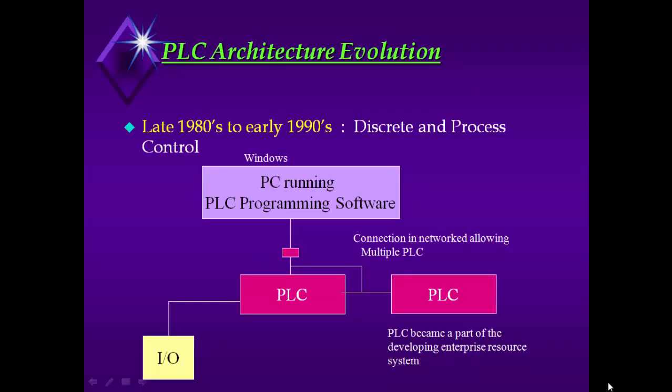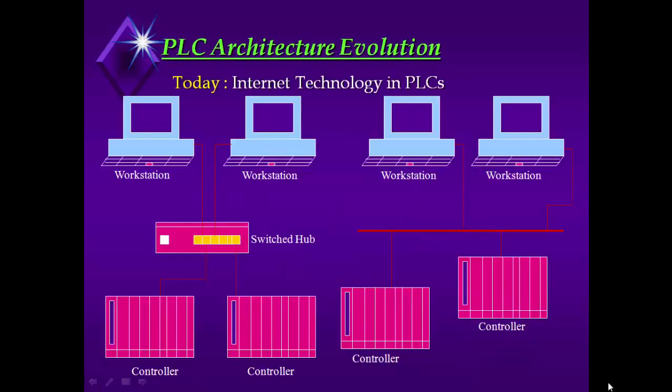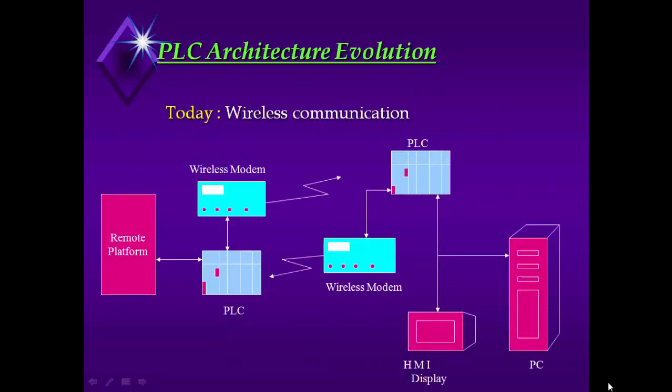Late in the 18th up to early 19th century, discrete and process control continue the same way, but we have an operating system, Windows, to make the PC run, which allows dealing with PLC software easier and easier. Today, the PLC architecture evolution uses internet technology in PLC and wireless communication.